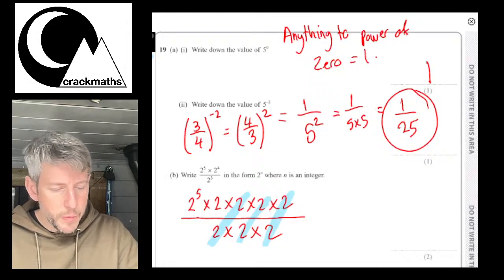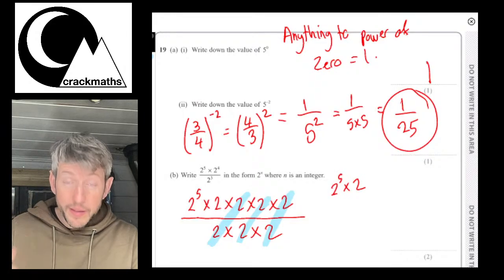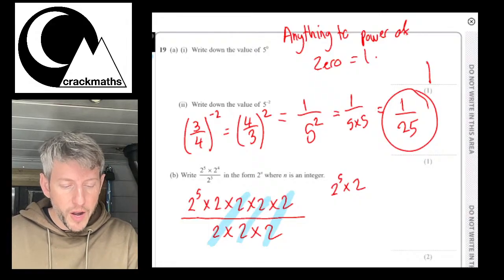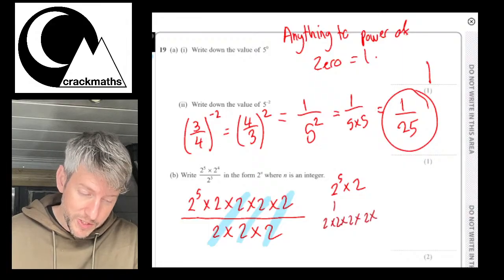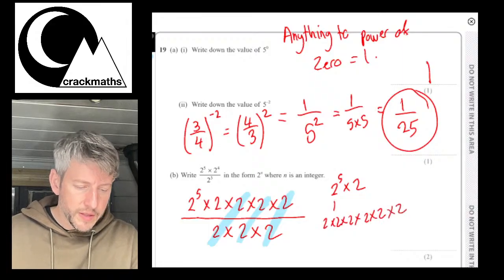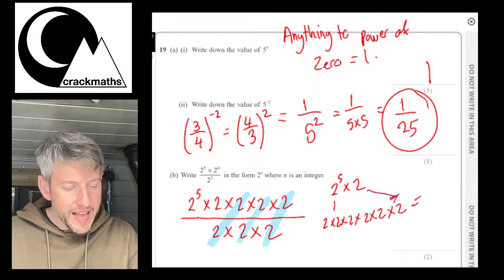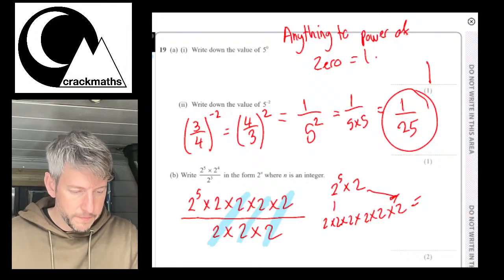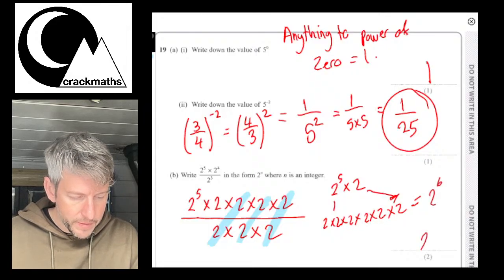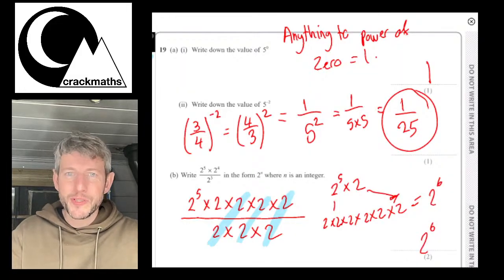So this leaves me with 2 to the power of 5 times 2. Okay, now 2 to the power of 5 means 2 times 2 times 2 times 2 times 2, times 2. Okay, this has come from this 2 here. So this actually now equals 2 to the power of 1, 2, 3, 4, 5, 6. There we go. So that would be 2 to the power of 6 there. Okay, right, and let's move on to the next question.